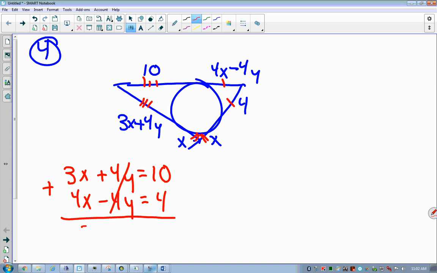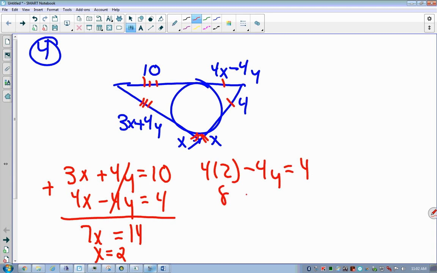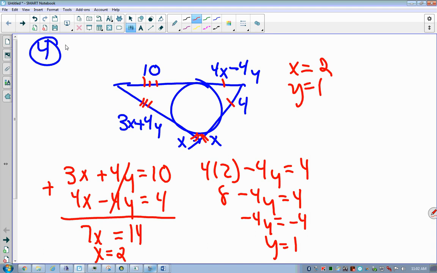All right, so 3 plus 4 is 7x. That's 14. X equals 2, right? Okay, so now I know what x equals. Now all I have to do is solve for y, correct? So I could plug that back into an equation. Doesn't matter which one. 4 times 2 minus 4y equals 4. Here's 8 minus 4y equals 4. Subtract 8, negative 4y equals negative 4, so y equals 1. So x is 2, y is 1.